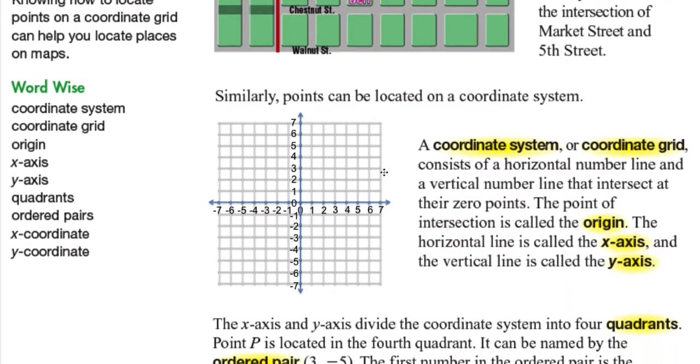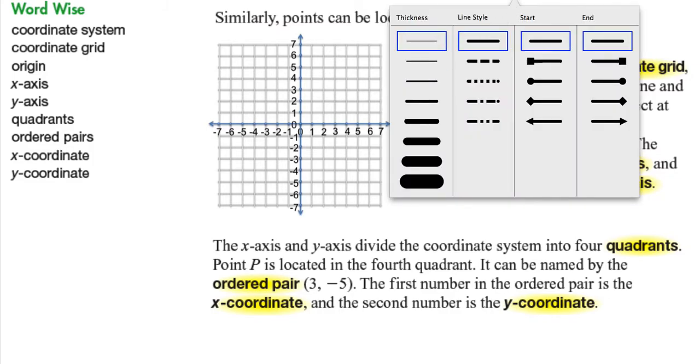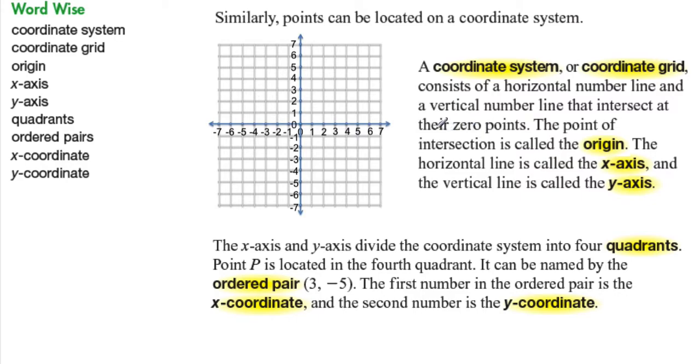Let's look at the words that we need to learn here. The coordinate system or a coordinate grid consists of a horizontal line and a vertical number line that intersect at their 0 points. The point of intersection is called the origin. So right there is your origin, and your origin will consist of the ordered pair 0, 0, and we'll talk about that later.